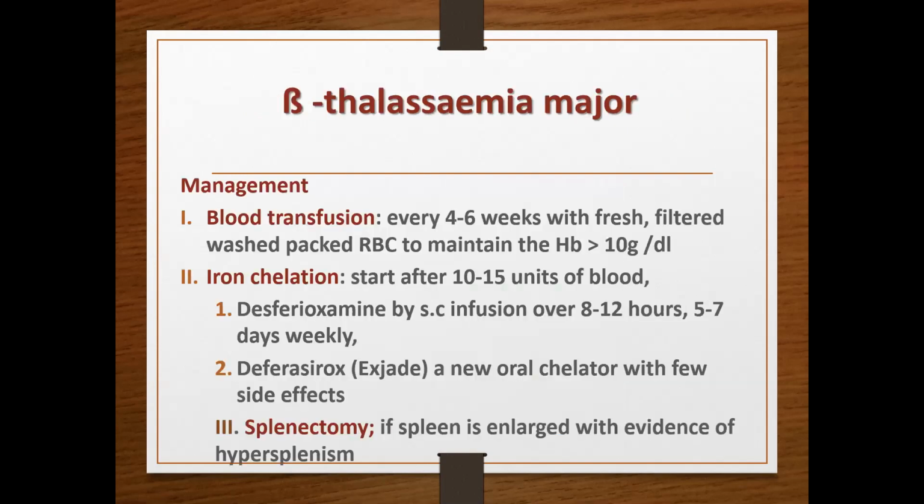The management of beta thalassemia major is by repeated blood transfusion every 4 to 6 weeks with fresh, filtered, washed, packed RBC to maintain hemoglobin at more than 9 grams per dL to prevent extramedullary hemopoiesis and deformity of the bone. Iron chelation usually starts after 10 to 15 units of blood by using deferoxamine by subcutaneous infusion using special infusion pumps over 8 to 12 hours, 5 to 7 days per week.